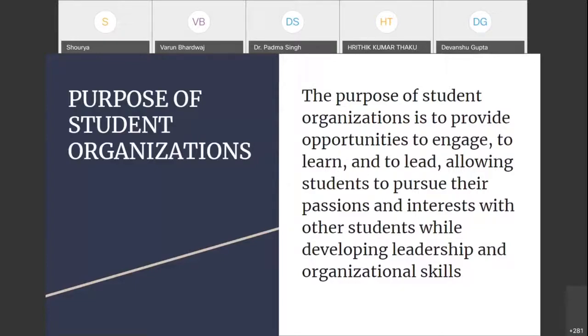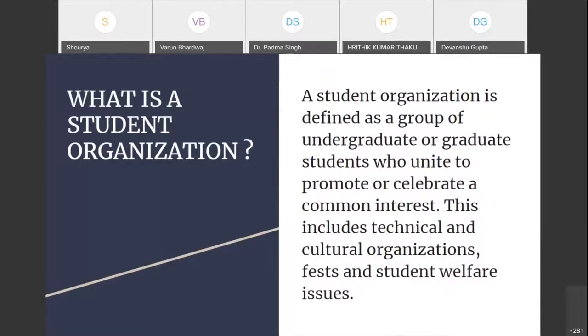And secondly, why do we need a student organization? Like, what is a student organization? A student organization can be defined as a group of undergraduate or graduate students who unite to promote or celebrate a common interest. This common interest could be anything from technical or cultural organizations to fests and student welfare issues.